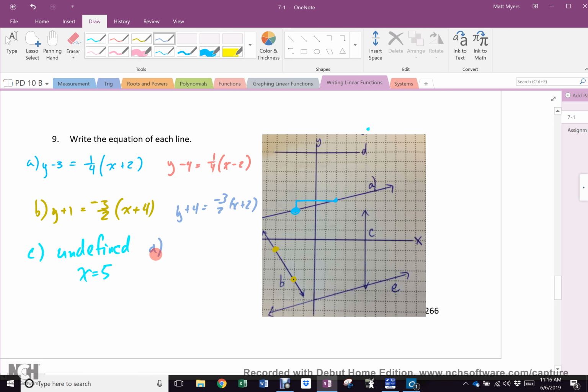What's D? Y equals what? 9. Why? Because the y value is always 9. What if x is 372,827.653? Y is still 9. What if x is pi? Yeah, go. Oh, I just assumed you were getting up to leave.